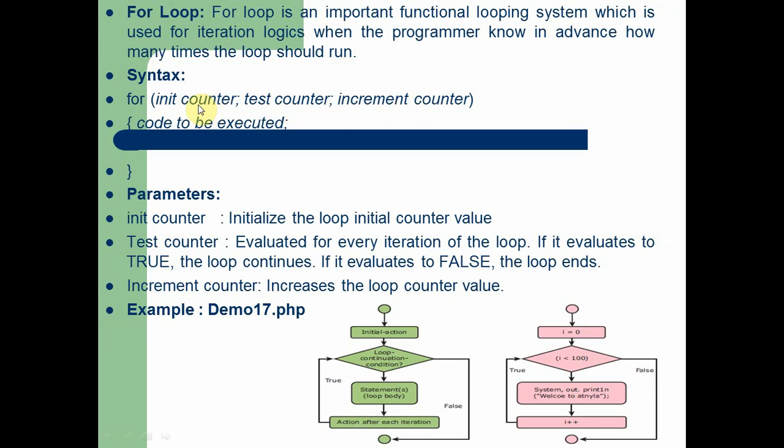Here we mention the initial value of the variable which controls the loop. Here we mention the condition. Here we mention the increment or decrement. After giving these three parts, we separate them by using semicolons. This is the rule here.